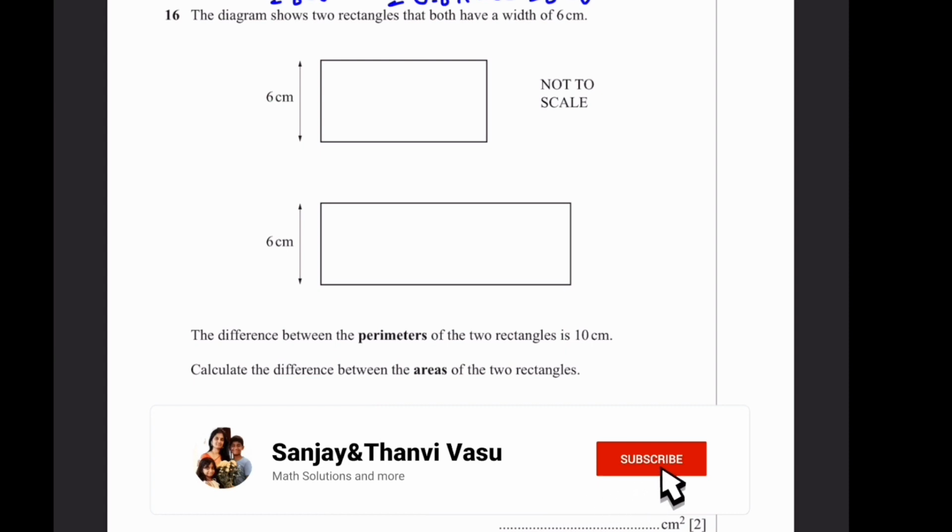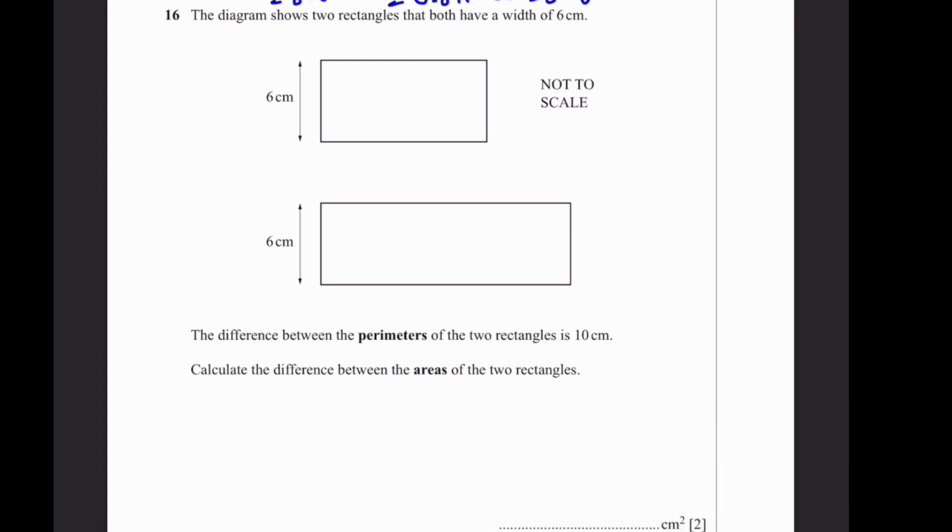Question 16. The diagram shows two rectangles that both have a width of 6 centimeters. The difference between the perimeters of the two rectangles is 10 centimeters. Calculate the difference between the areas of the two rectangles. So if this side is 6 centimeters for both rectangles, these other two will also be 6 centimeters.